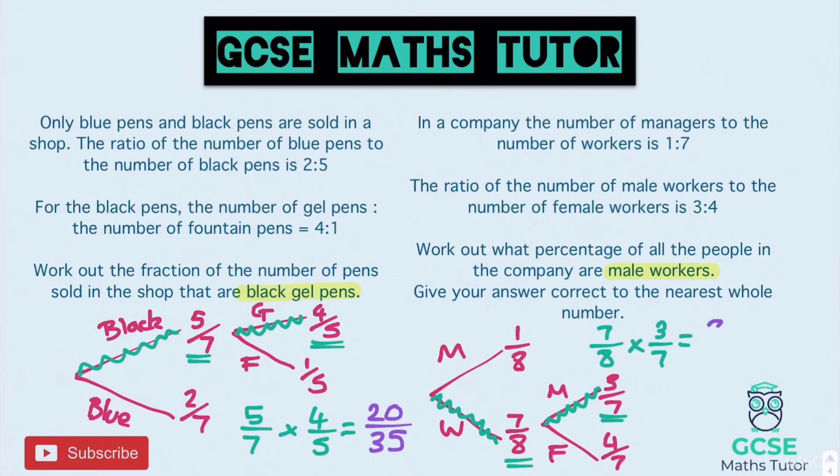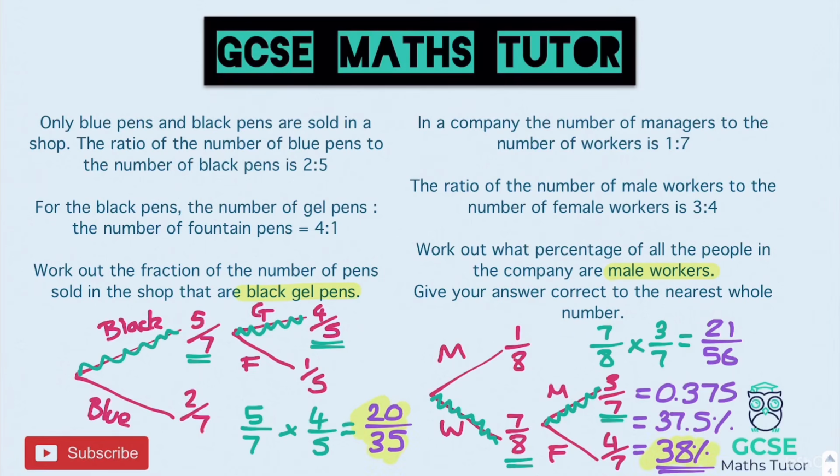7 times 3 is 21, and 8 times 7 is 56. So straight away we're going to turn this into a percentage. So 21 divided by 56 on the calculator gives us 3/8, which actually comes out as 0.375. And if we times that by 100, we get 37.5%. And obviously it wants it to the nearest whole number, so chop that after the 7 and it rounds to 38%. There we are, and there's our final answer, 38%. There we go, so we've got 20/35 for the first one and 38% finishing it off for the second one there.